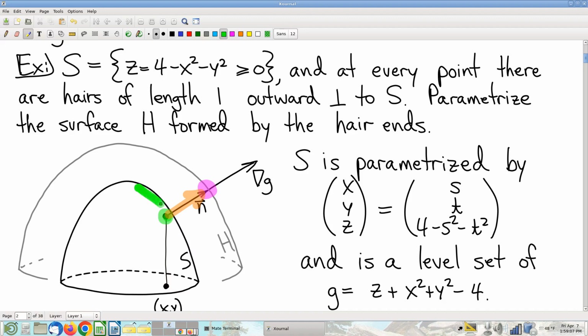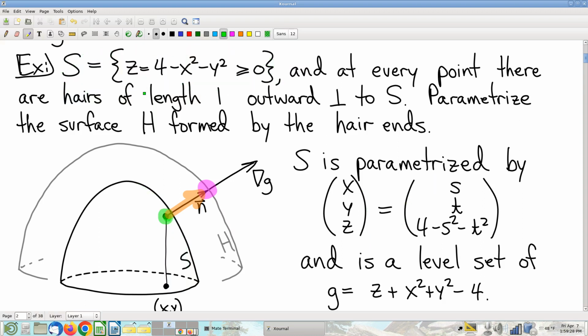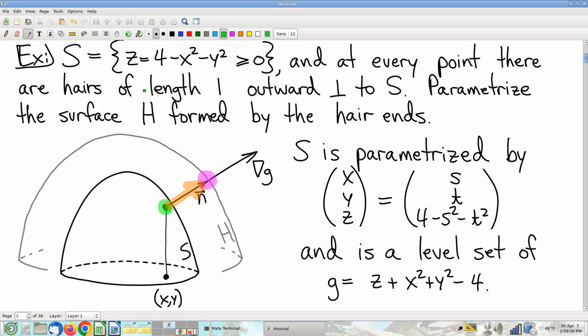Okay, so let's take that one step at a time. What can I say about this green surface here? Well, let's check it out. It's a graph. Graph parameterization, done. Right, that green surface is really easy to parameterize. It just uses our previously discussed technique. So there you go. There's the green surface.